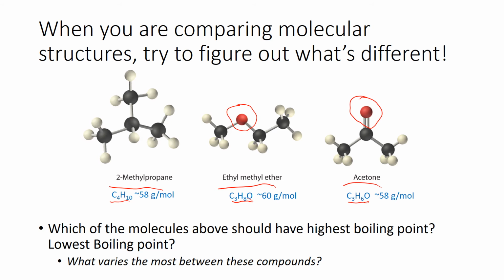So now, when I look at my molecules, I can make some predictions. First of all, I know that methylpropane, my 2-methylpropane, does not have oxygen at all. So this is going to be the nonpolar molecule because it's all carbon and hydrogen, which means it's going to have the weakest intermolecular forces.